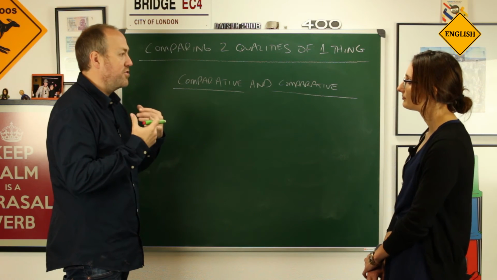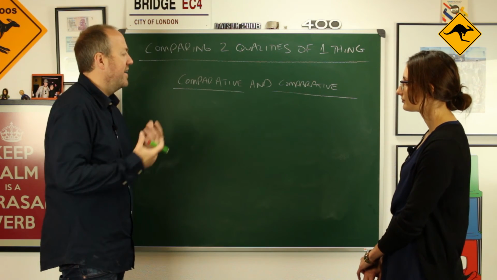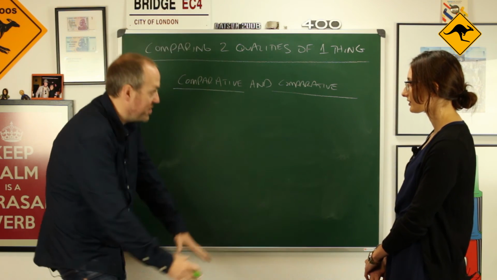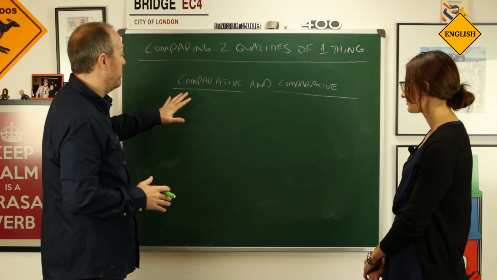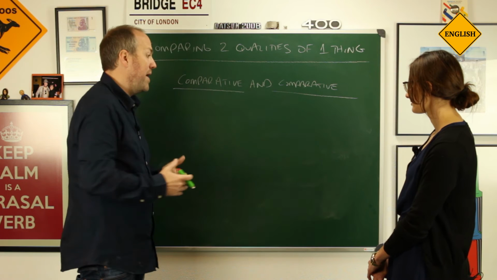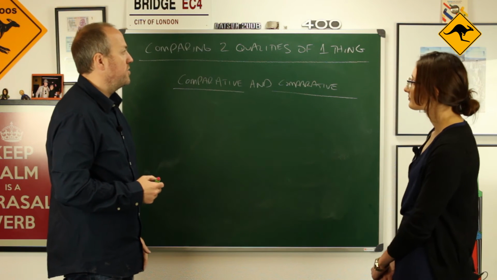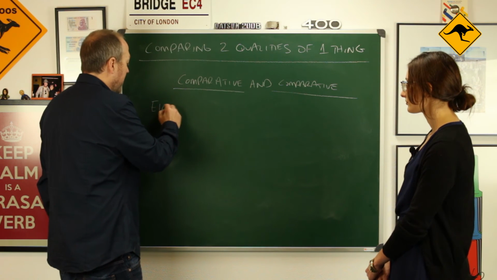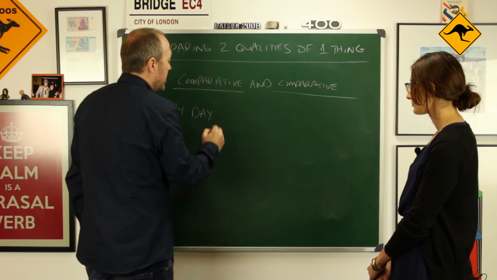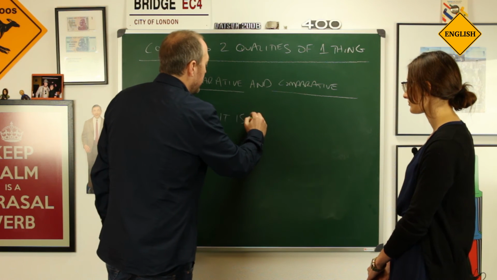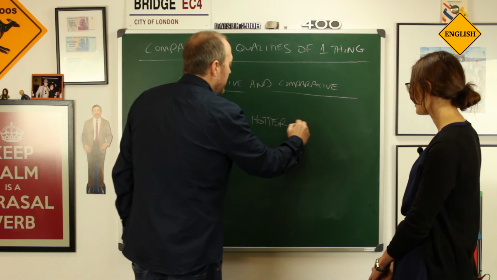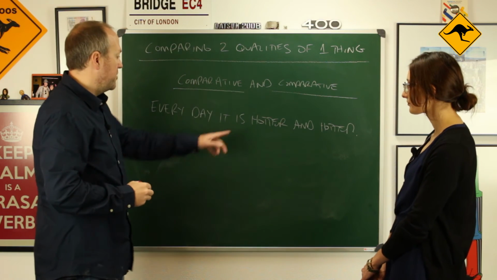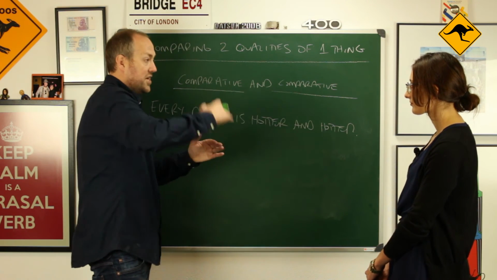So this is what I like to call a progressive comparison, okay? And it means that with time, something is increasing or decreasing, okay? And the structure is very simple. So we repeat the comparative for extra emphasis. Like we could say, for example, every day it is hotter and hotter. Okay? So we're saying that with time, this is increasing.